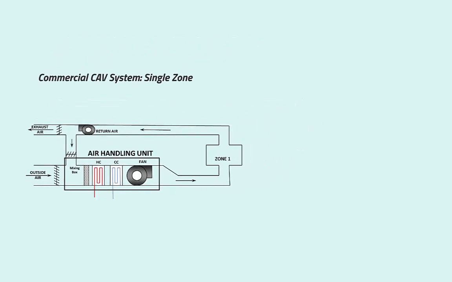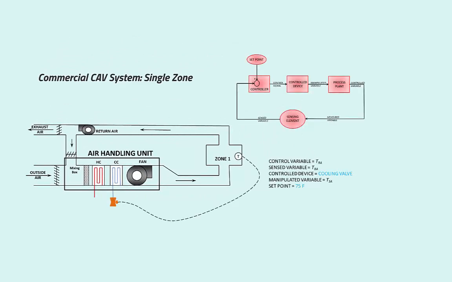So this is pretty simple. You now have a simple closed control loop. The control variable is the room air temperature. If that sensed temperature rises above the cooling set point of, say, 75 degrees Fahrenheit, the controller would know to send more chilled water through the cooling coil. The control valve controlling the flow would modulate to try and maintain that 75 degree Fahrenheit in the room.